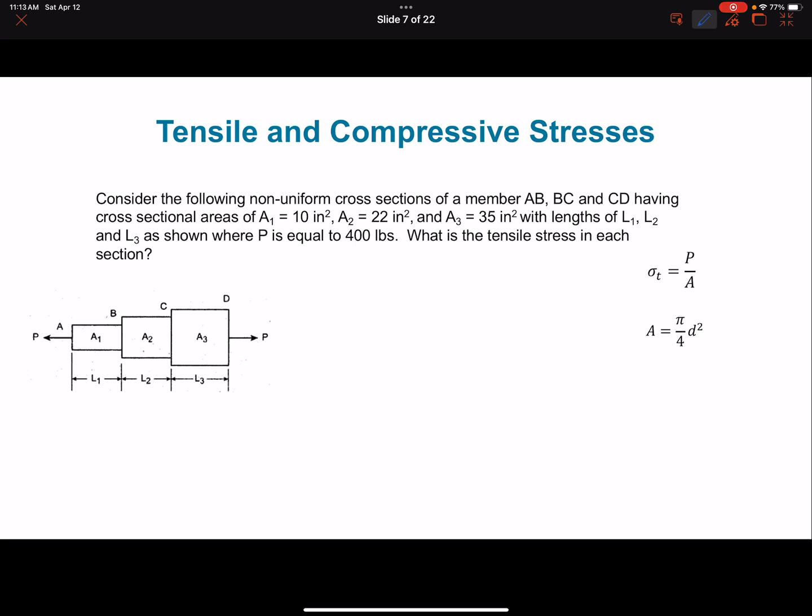So in this case, because it is a reaction, it says consider the following non-uniform cross sections in AB, BC, and CD having cross-sectional areas of A1 is 10 inches squared. Area 2 is 22 inches squared.